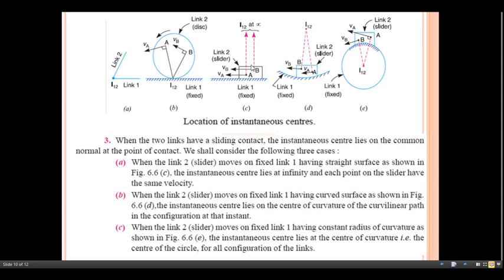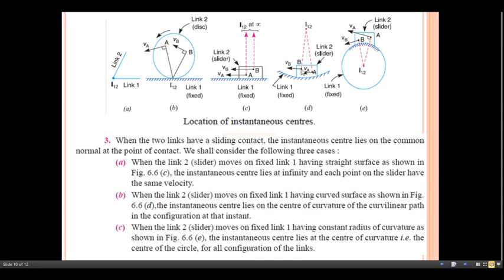If I draw the perpendicular line from this one and the perpendicular line from this one, both the lines never meet with each other. Okay, that will meet at infinity. Next case is when we consider link number 2 here, which is the slider, and link number 1 here. Link number 1 has the curved surface. In this way the instantaneous center lies on the center of curvature of the curvilinear path.